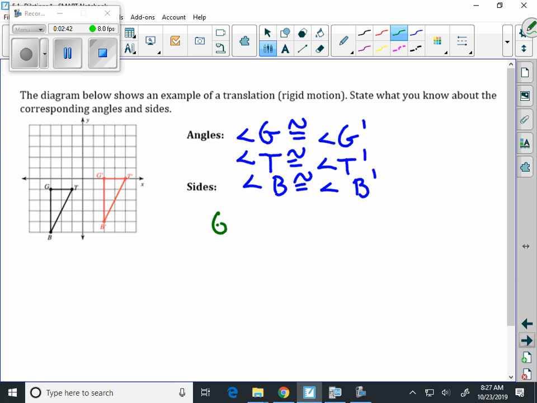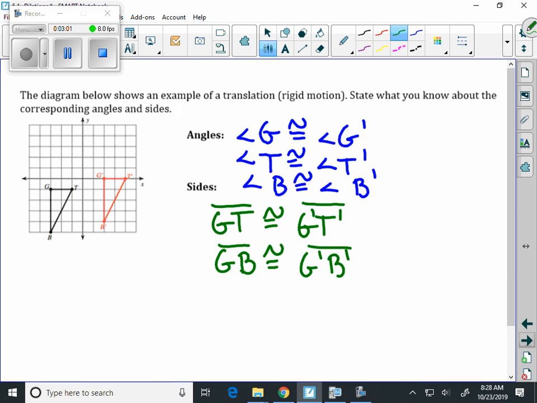So in this case, segment GT is congruent to segment G prime T prime. And segment GB is congruent to segment G prime B prime. And segment BT is congruent to segment B prime T prime. Again, that's with a rigid motion. That could work with a reflection as well. That could work with a rotation also.